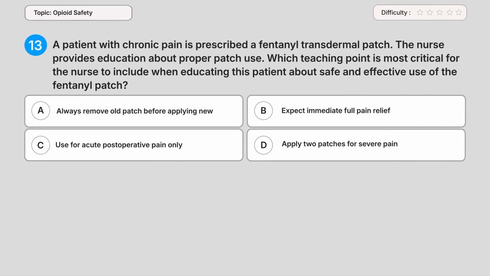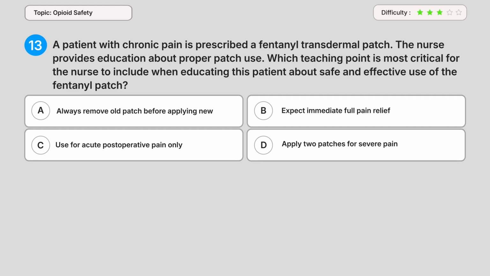13. A patient with chronic pain is prescribed a fentanyl transdermal patch. The nurse provides education about proper patch use. Which teaching point is most critical for the nurse to include when educating this patient about safe and effective use of the fentanyl patch? A.